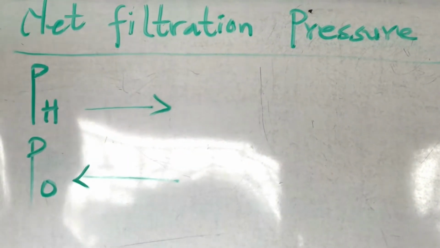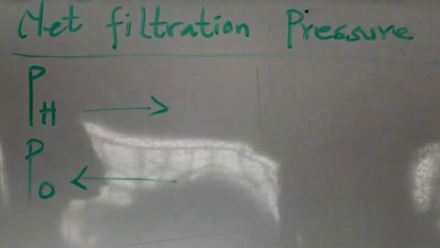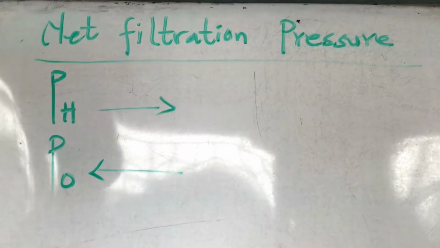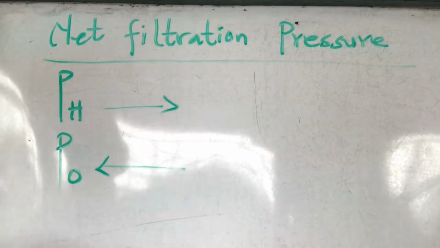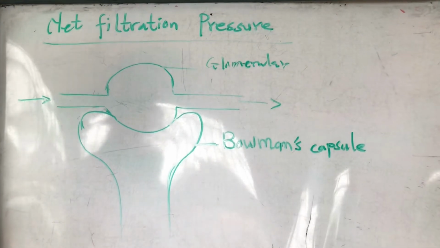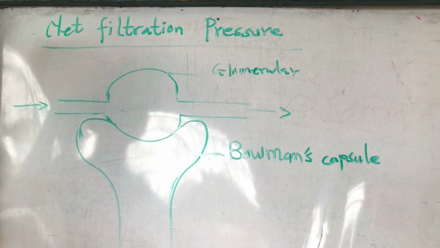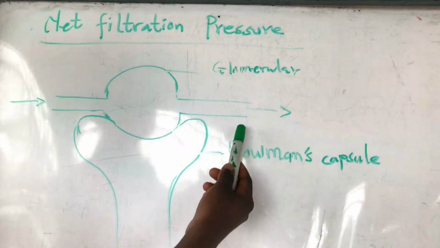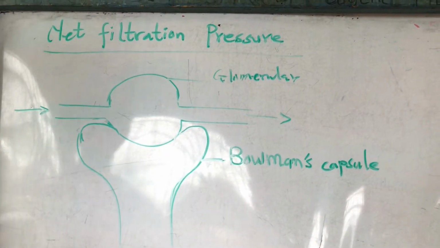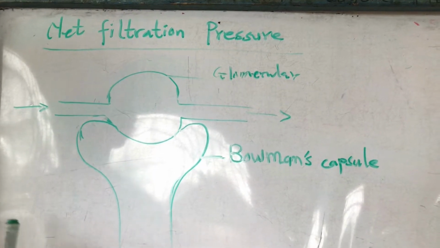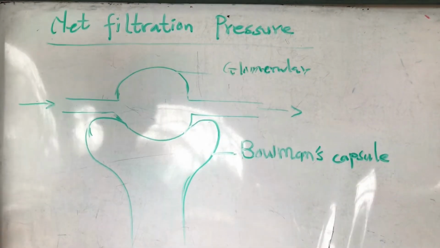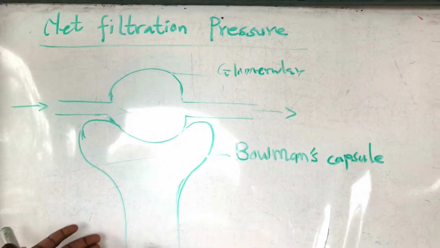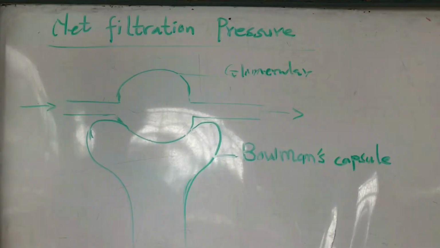So for the net filtration pressure, we're going to look at the glomerular and the Bowman capsules, that is, the renal capsule making up the glomerular and the Bowman capsules. Here are the afferent arterioles and the efferent arterioles. Let's look at the oncotic pressure in the glomerular and what they do, and then the hydrostatic and the oncotic pressure in the Bowman's capsules and their effect.